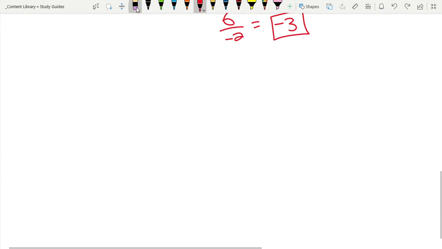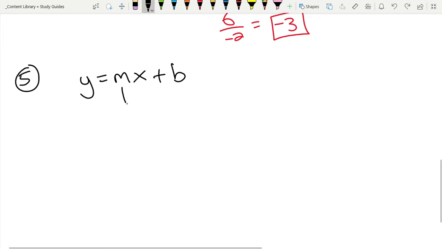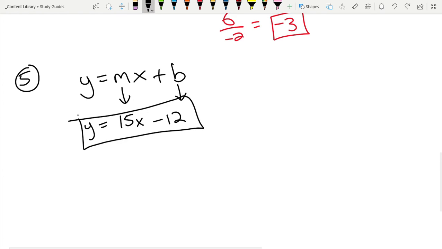On to number 5. They want you to write something in slope-intercept form. And slope-intercept form is y equals mx plus b. So it says that the slope is 15. So that's your slope number, so we put a 15 in for the m. The y-intercept is -12. That's always your standalone, so -12. And then y equals 15x minus 12. Simple as that.